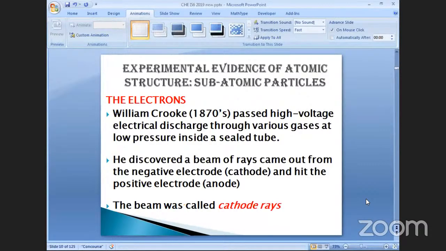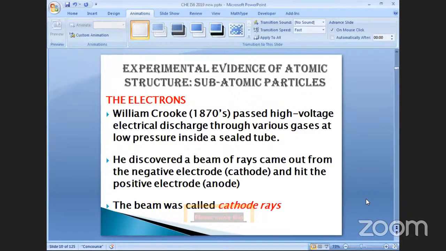It starts with William Crookes in the 1870s. He was just carrying out a normal experiment where he passed a high voltage electrical discharge through various gases at low pressure in a sealed tube. Now, note all the contents of that experiment. He would put various gases in a sealed tube under low pressure, and he was passing electrical discharge through them.